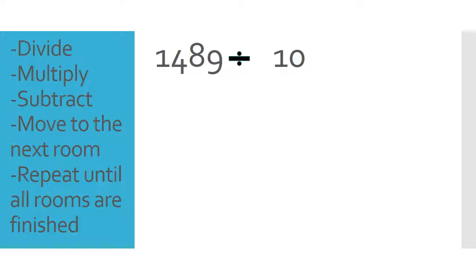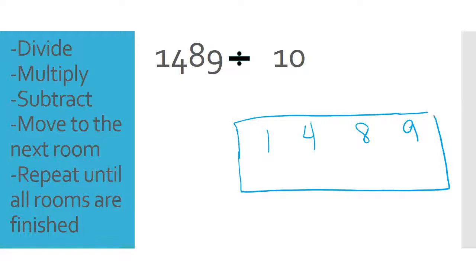All right, this is going to be your last example. And I've got a 4-digit number divided by 10. So I'm going to do the first number in the house, 1,489 is in the house. 1,489 is a 4-digit number. So how many rooms am I going to have? I'm going to have 4 rooms. And it's divided by 10. So he's going to be outside the house. And then I'm going to divide each room by itself.